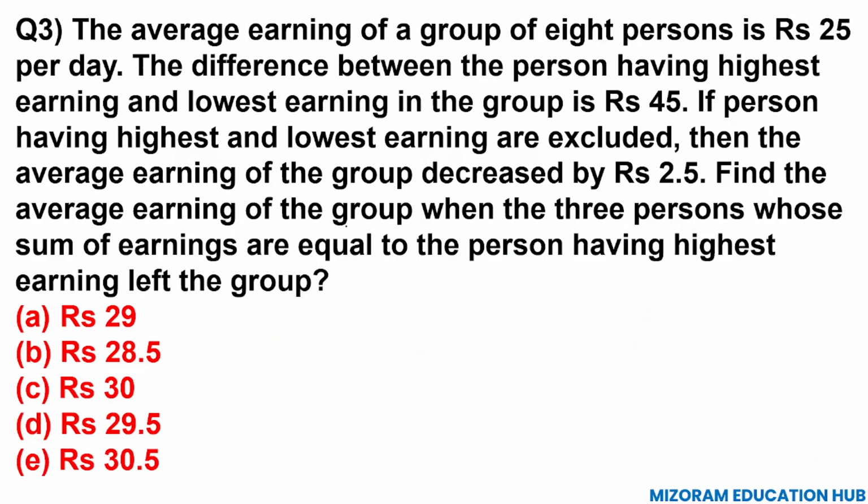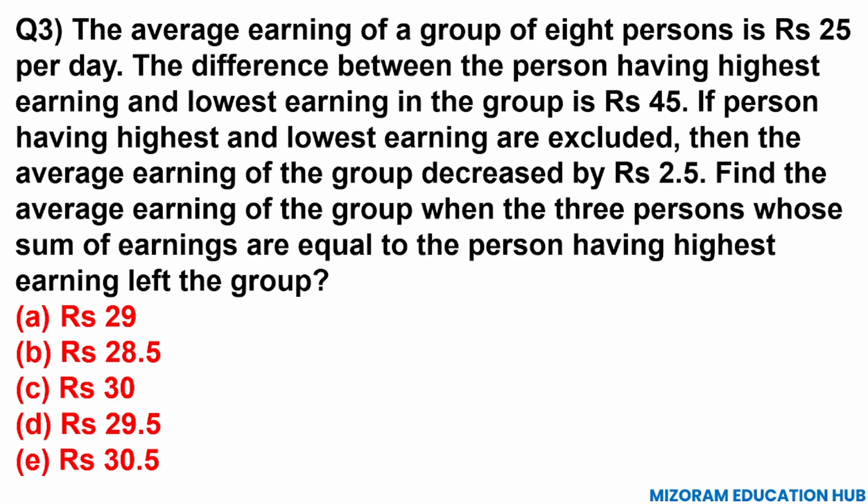Next question. Question number 3. The average earning of a group of 8 persons is rupees 25 per day. The difference between the person having highest earning and lowest earning in the group is rupees 45. If the persons having highest and lowest earning are excluded, then the average earning of the group is decreased by 2.5.